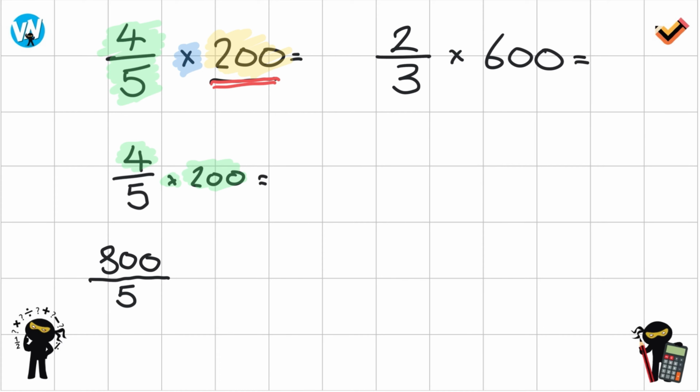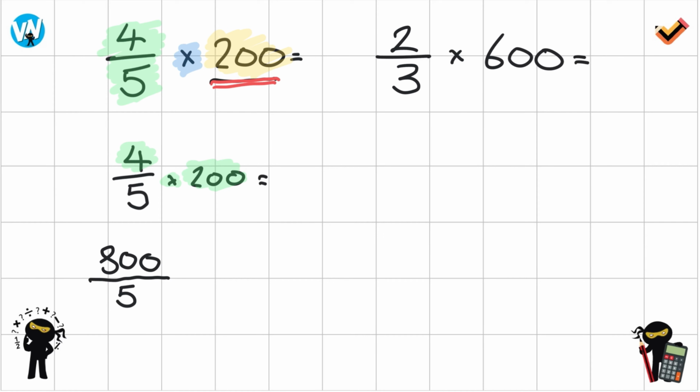800/5 is fine, and technically we would get that as a mark, but we would want to be able to transfer that into a proper fraction. This is an improper fraction, so we don't really like that. So really, to solve this problem, we're just going to do how many 5s are in 800.